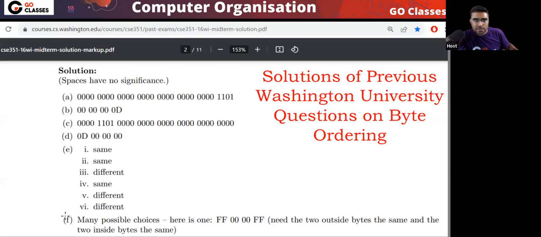You can see here the answer is already available in this Washington University midterm. This is a midterm question, answer is available. Many answers are available. For example, FF0000FF. Basically, this byte must be same, this byte must be same. Yes or no? The general answer is already given here. You can read this.